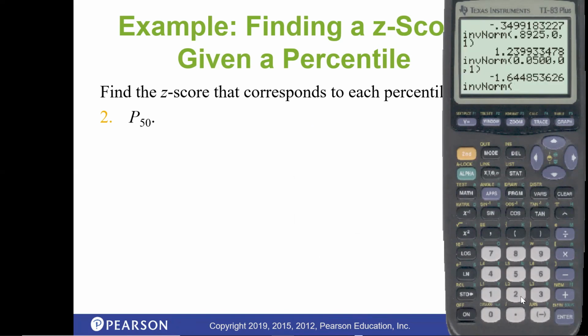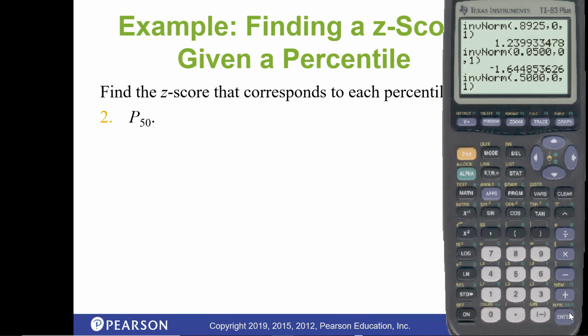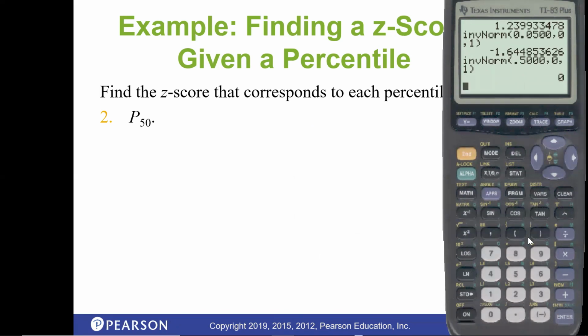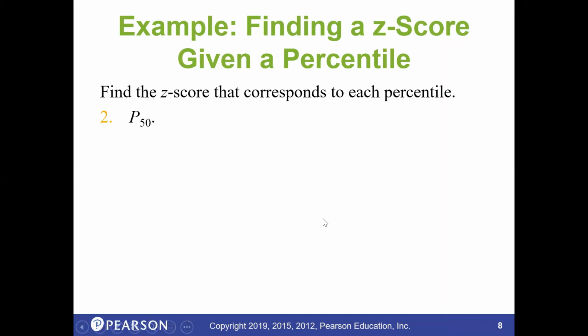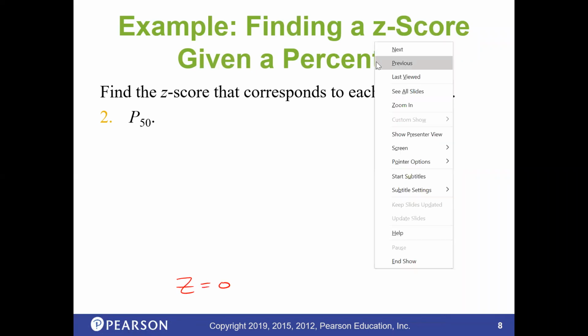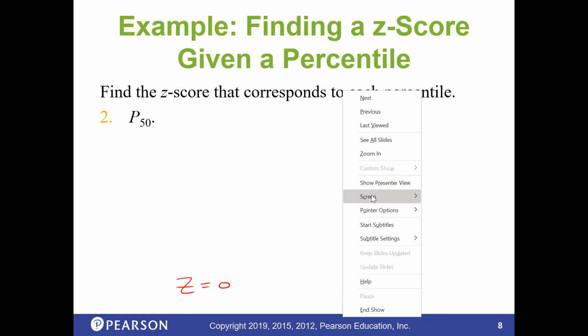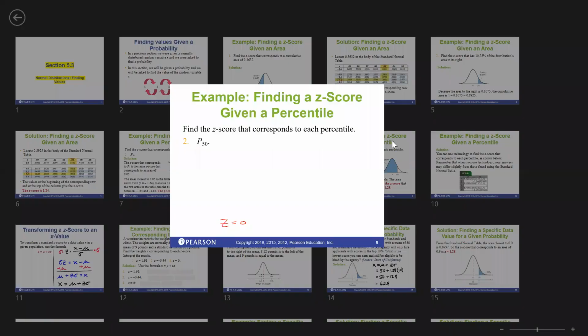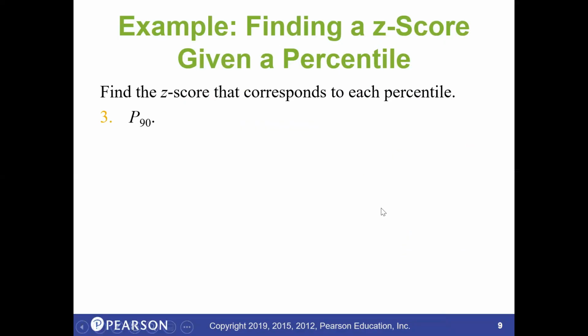So if you go to the calculator, inverse number 3, 0.5000. The mu is 0, standard deviation is 1. It's going to give you a flat 0 because you're looking at 50% of the data. That's awesome. Z equals 0. Okay, and one more for this type. 90th percentile. Give me the 90th percentile.